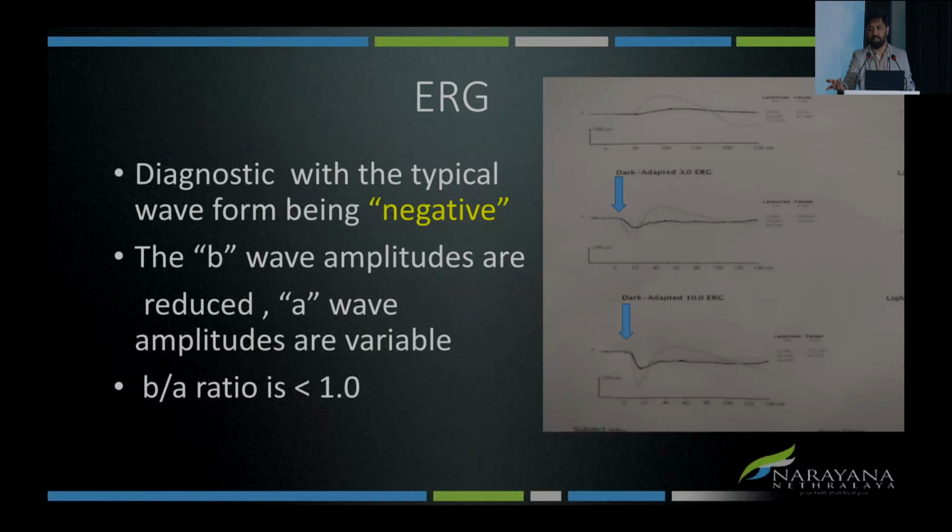For example, CRAO, what happens? Outer retinal circulation is still intact, their function is normal, inner retina is gone. If you do an ERG, you will get an electronegative ERG. Similarly, ischemic CRVO, you will get an electronegative ERG. That's the traditional, reverse B by A ratio, it's all about this. And also there are some forms of congenital stationary night blindness where there is some problem in bipolar cell conduction, you can get an electronegative ERG. So never try to mug up things, try to understand by logic so that you can remember better.